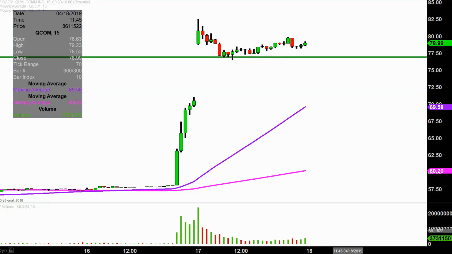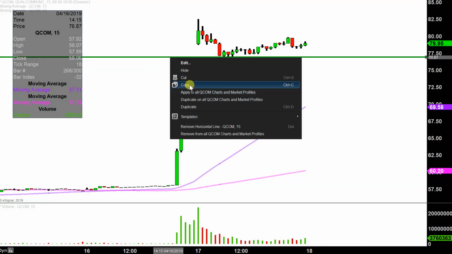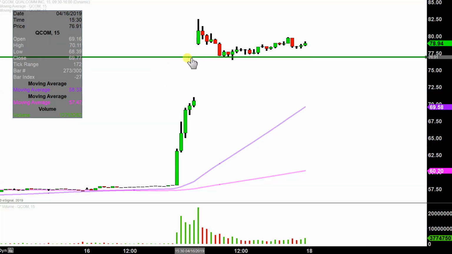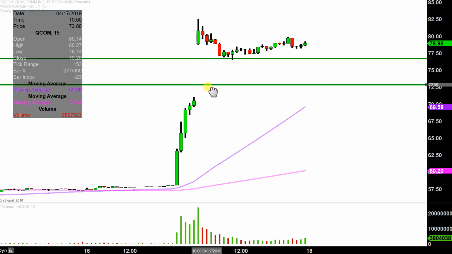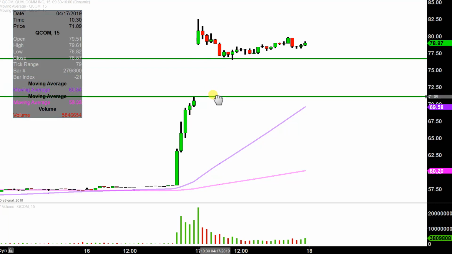In the event that level does not hold up, then the next overall area would be the gap close location, and that sits down here at, let's see, what is that? The $71 mark. So I realize that's a pretty big space, but that just really goes to show how crazy the price movement has been on this one.